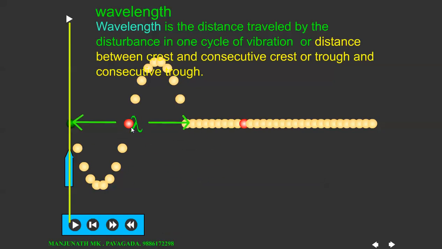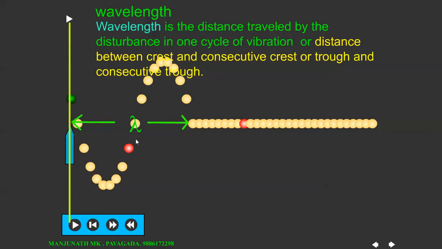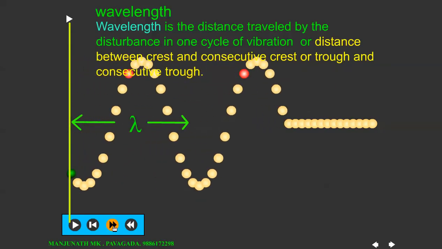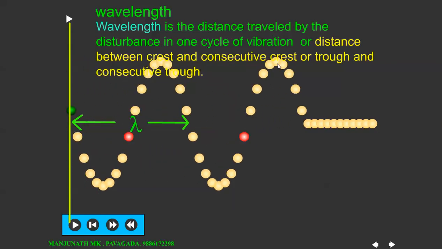Look here, like this. Therefore, wavelength is the distance traveled by the disturbance in one cycle of vibration, or the distance between crest and consecutive crest, or trough and consecutive trough. So here this is the crest and this is the consecutive crest. Look here, the distance between them is also equal to wavelength. Wavelength is represented by lambda. And this is the trough and trough. Distance between trough and trough is also equal to wavelength.